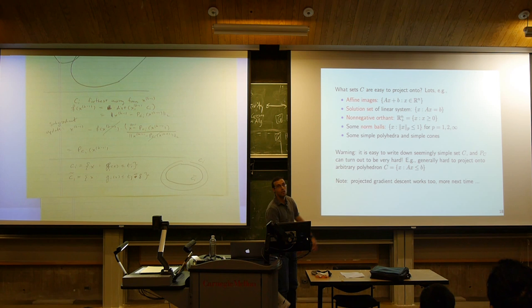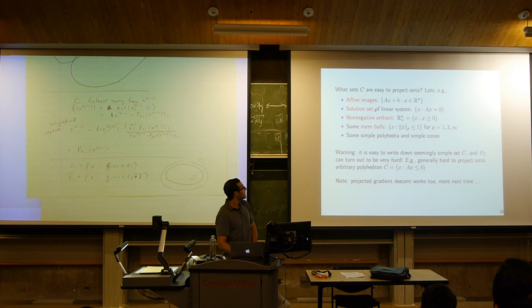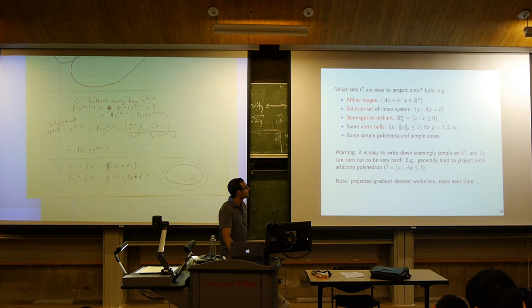It's quite easy to project onto this. Same as a solution set to a linear system: a set of all x for which, let's say, Ax = b for a matrix A and vector b. This is really only interesting when A is rank deficient, so that this is not just a singleton, there being many solutions to this linear system.